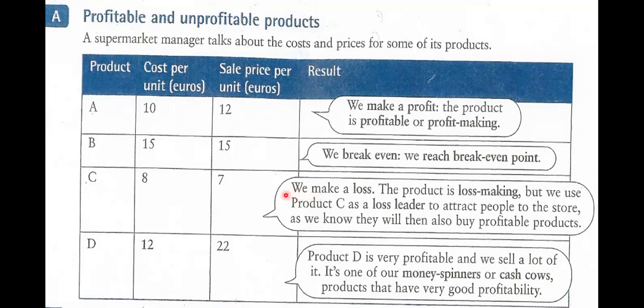Can you please read this? Product D is very profitable and we sell a lot of it. It is one of our money spinners or cash cows, products that have very good profitability.